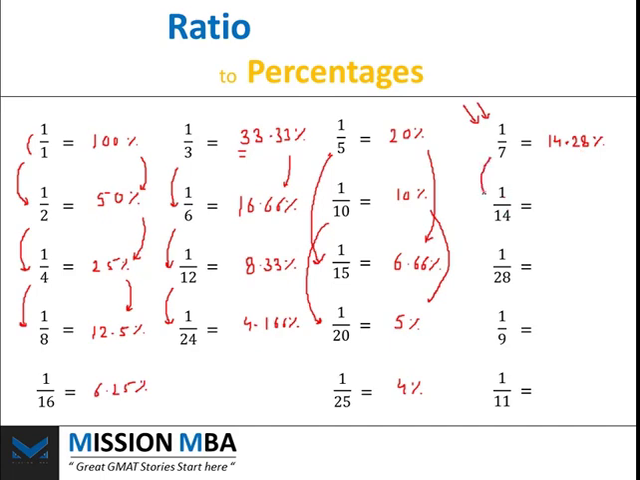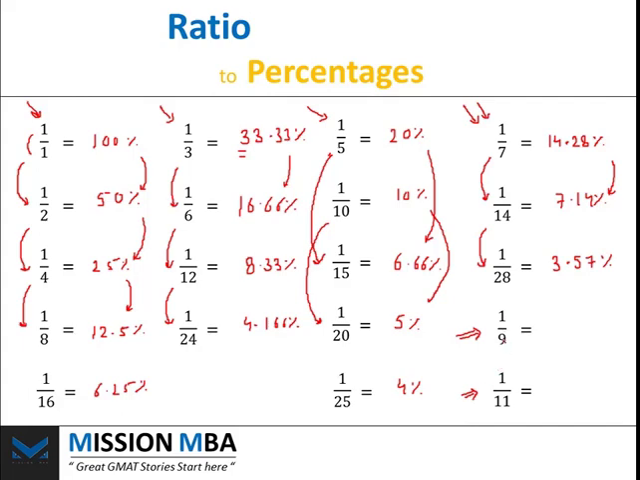So 1 by 14, you're dividing it by 2. So divide this as well by 2. That's 7.14%. So guys, do you notice that if you know all these, just the 4 of them, you can deduce all the others over this page. 1 by 28, again nothing but half of this one because we are just dividing this one by 2. So half of this one is nothing but 3.57%.